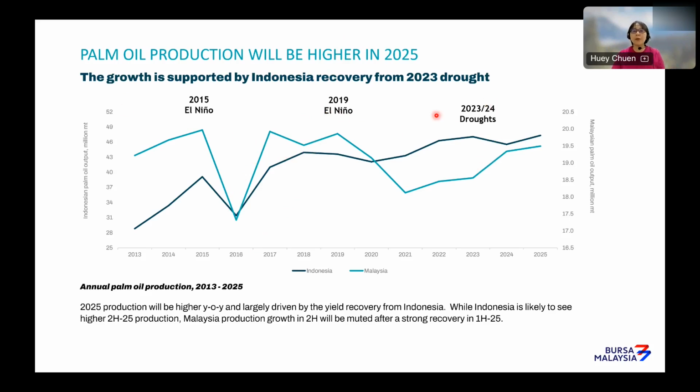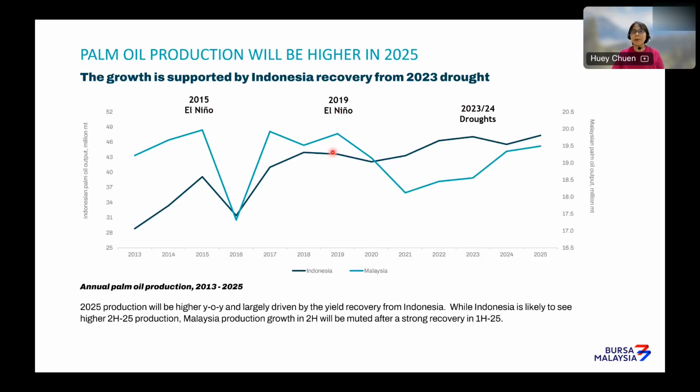So in 2023, 24, we have a drought, but it's not a very severe drought compared to 2015 and 2019. Because of that, in 2025, we are seeing a good recovery in production. 2024 is a slight decline, especially from Indonesia. They're still the major producer. And if you ask, why does Malaysia not have the drought impact? And why is this one so bad?